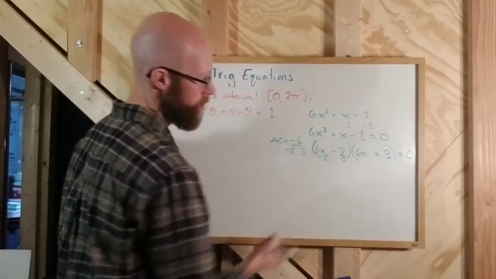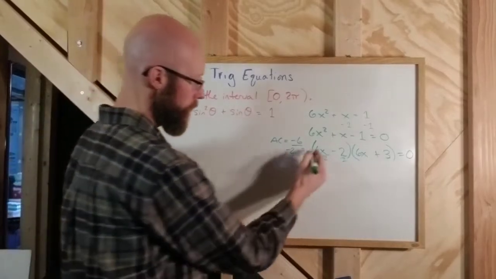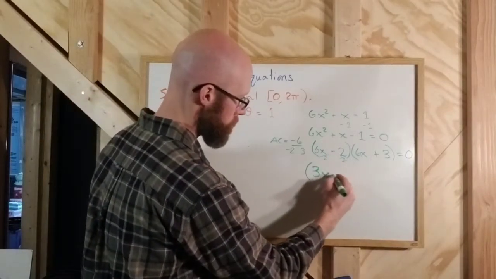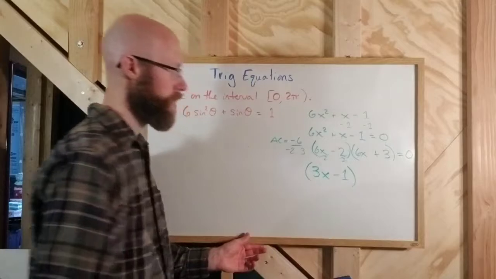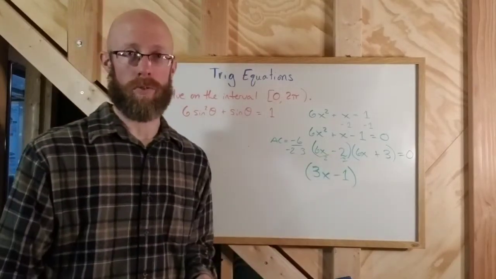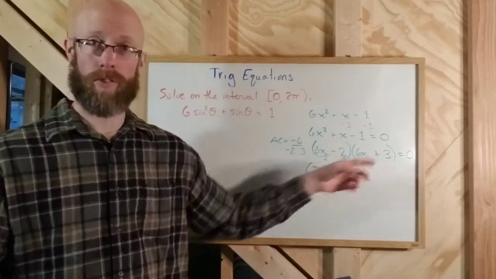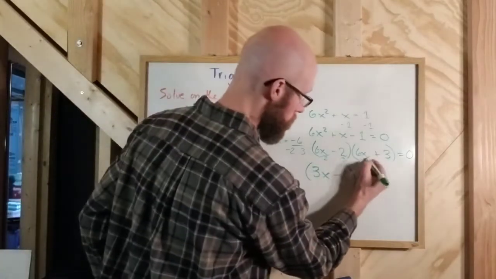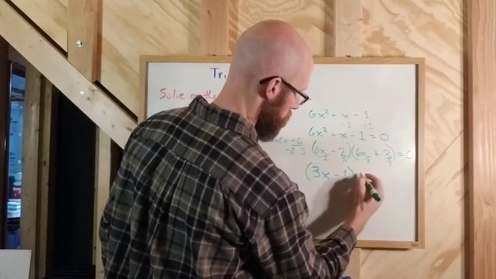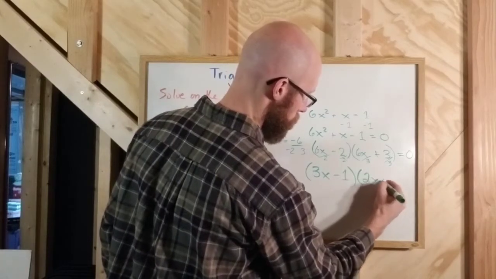So if I divide out 2, I will be left with 3x minus 1. Right, I divided both terms by 2. In the second set of parentheses, they have a common factor of 3. So if I divide out 3, I'll be left with a 2x plus 1.